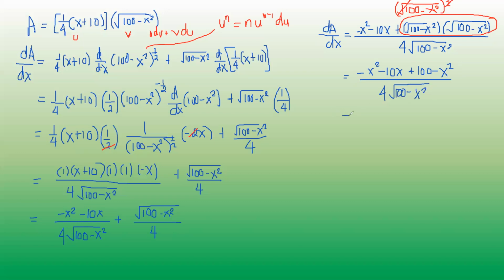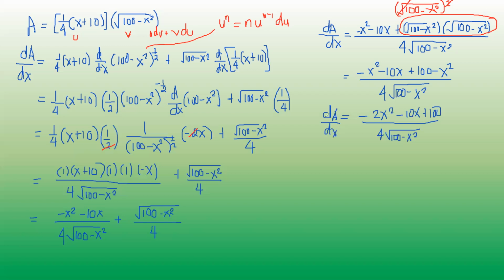Again, sa pang-simplify, so ito kasi ay magkamukha, pwede i-combine, kaya negative 2x squared tayo. Minus 10x plus 100. All over 4 square root of 100 minus x squared. Ito ngayon yung ating pinaka-derivative of A with respect to x. Ito yung kanyang simplified form.